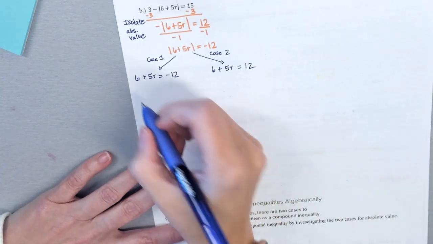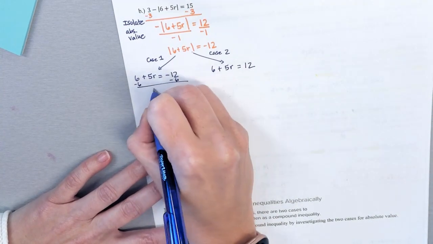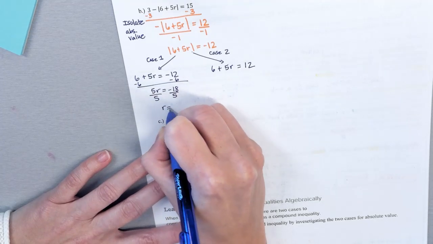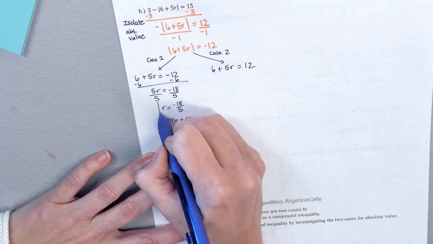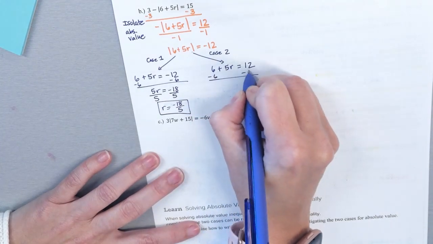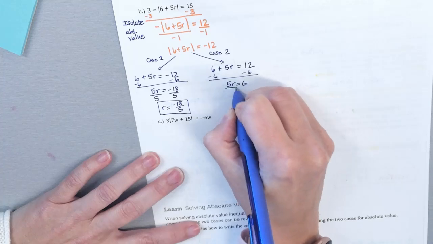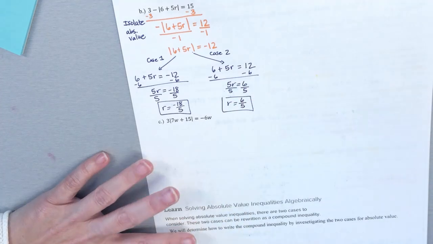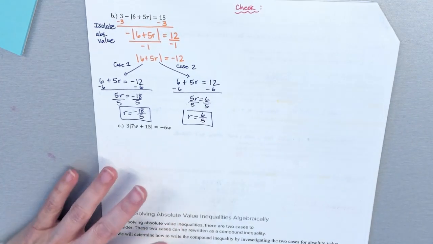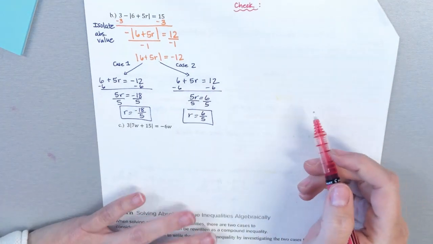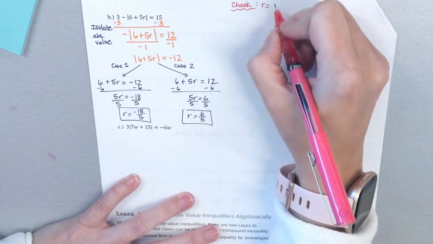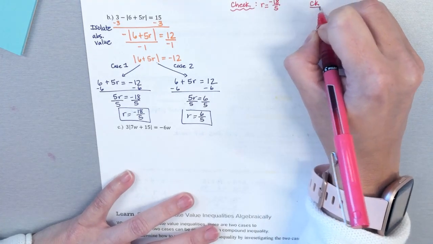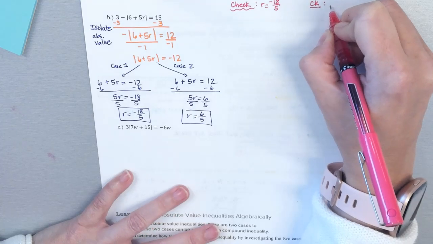All right, looks like you guys are doing a great job with that. Double check that you also got -18/5 and 6/5, and then we are ready to check. Each one gets their own check. I'm also fine if you just write the CK there.